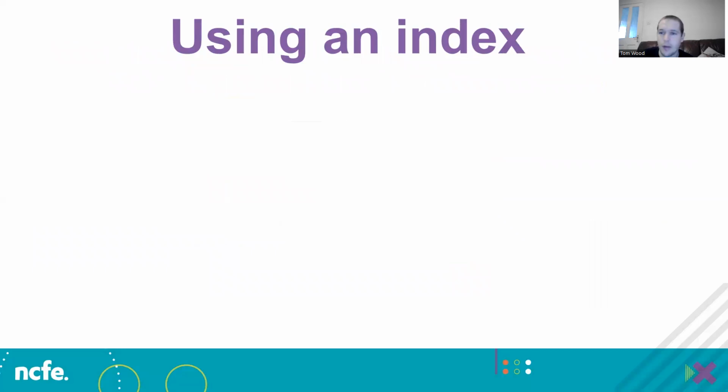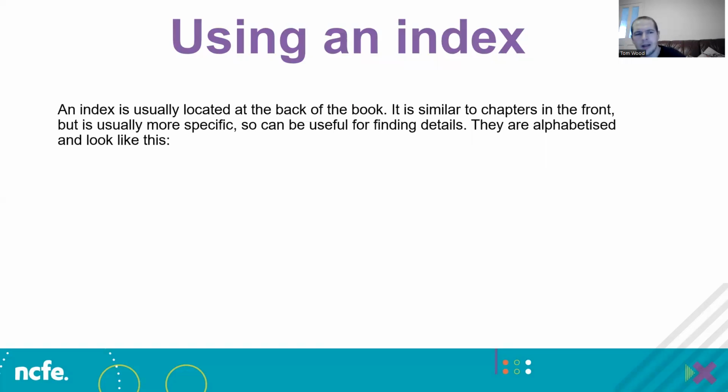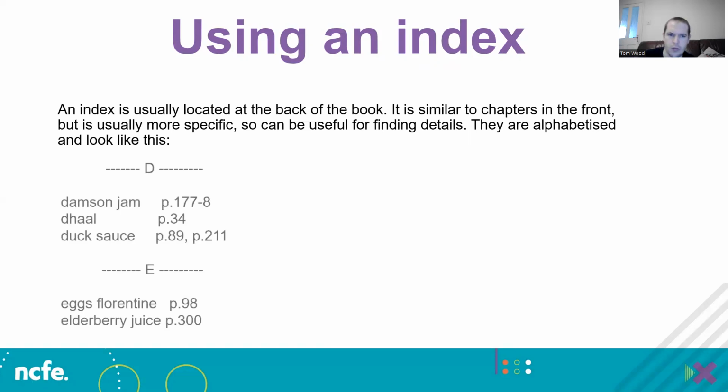Okay, so we're going to have a quick look at using an index. An index is usually located at the back of a book, and it is similar to the chapters in the front, but it's usually used for more specific ideas. You can use it for finding essential details, and it's alphabetized so that it will look something like this.